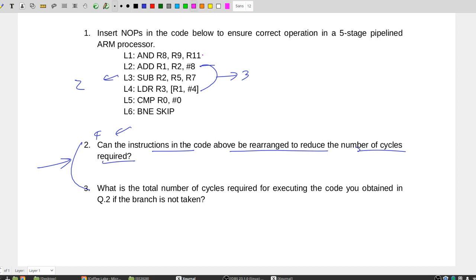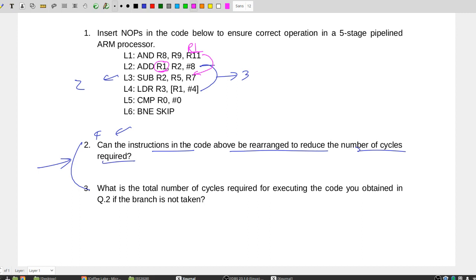Can you bring down the first line to this spot? Does it change anything? You have to do some checks to make sure that it doesn't change anything. There are 3 checks essentially that you need to do. First, you ensure that R1 is not a source of the instruction that is coming down. Otherwise, you have a problem, right? You cannot change the order because this R1 is not supposed to be the same as this R1.